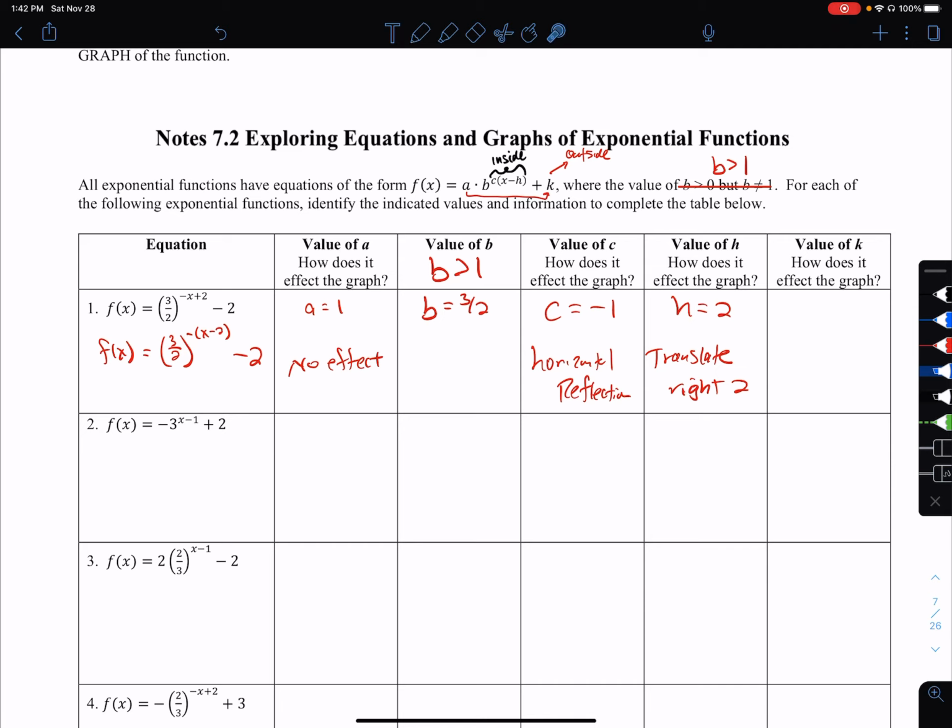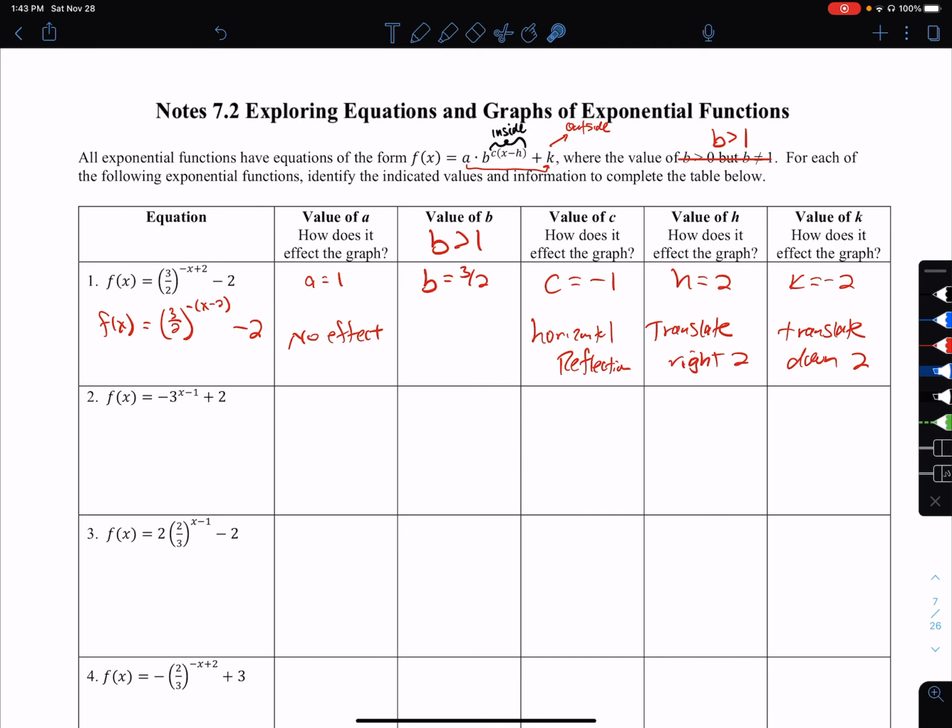And what is the value of k? This is our k value. It's -2. Things that are on the outside, the -2 is on the outside, it affects the graph vertically. It's going to translate the graph down 2. Now I know at this point you have no idea what this graph looks like. We'll get to that in a moment. But right now we are reviewing these transformations that we've been doing for a long, long time.